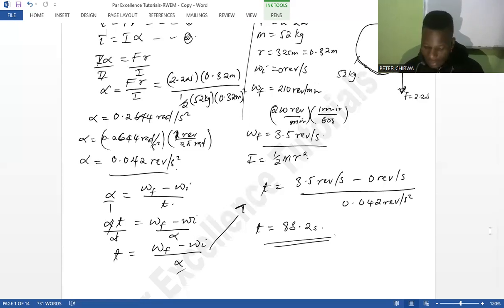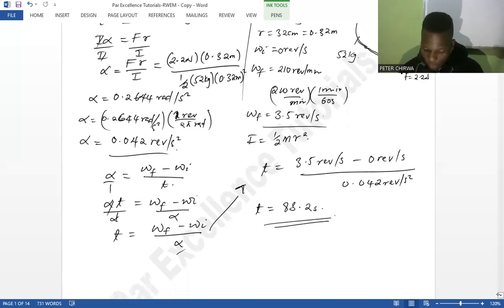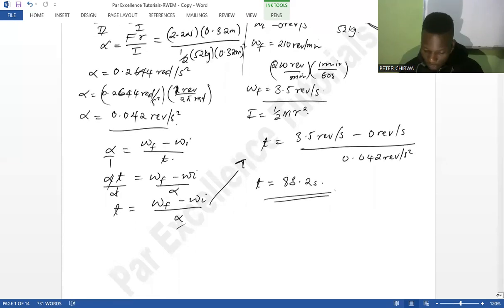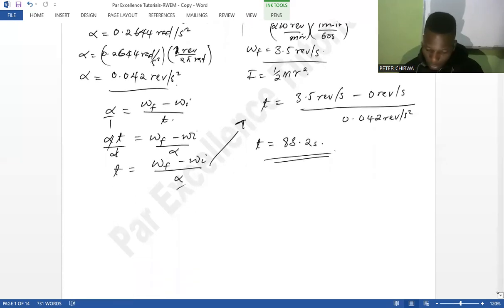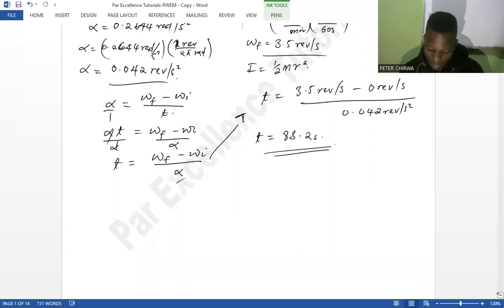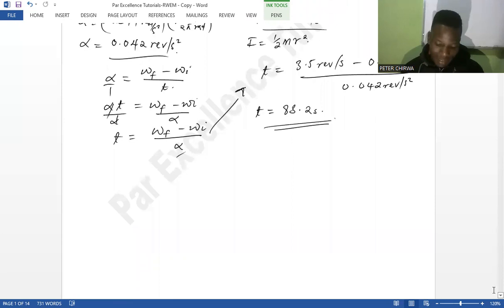Okay, and then now we are being asked about the number of rotations. All right, so how do we get that one? That one is pretty simple at this stage because we have everything we need to calculate that one. So you can use any of the formulas to do with the revolutions. So the revolutions, basically the angular displacement. So we have this formula.